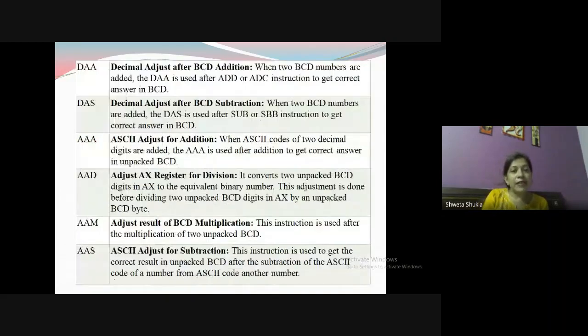Besides these arithmetic instructions, we have some more instructions in the 8086 microprocessor: DAA, decimal adjust after addition; DAS, decimal adjust after subtraction; then we have AAA, that is ASCII adjust for addition; AAD, adjust AX register for division; AAM, adjust result for BCD multiplication; and AAS, that means ASCII adjust for subtraction.